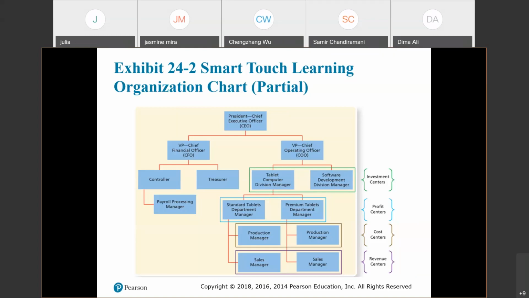So as you can see on this slide, it shows the tablet computer division manager oversees the production of two product lines: standard tablets and premium tablets. Product lines are generally considered a profit center. So the manager of the standard tablets product line is responsible for evaluating lower level managers of both the cost center and revenue center.